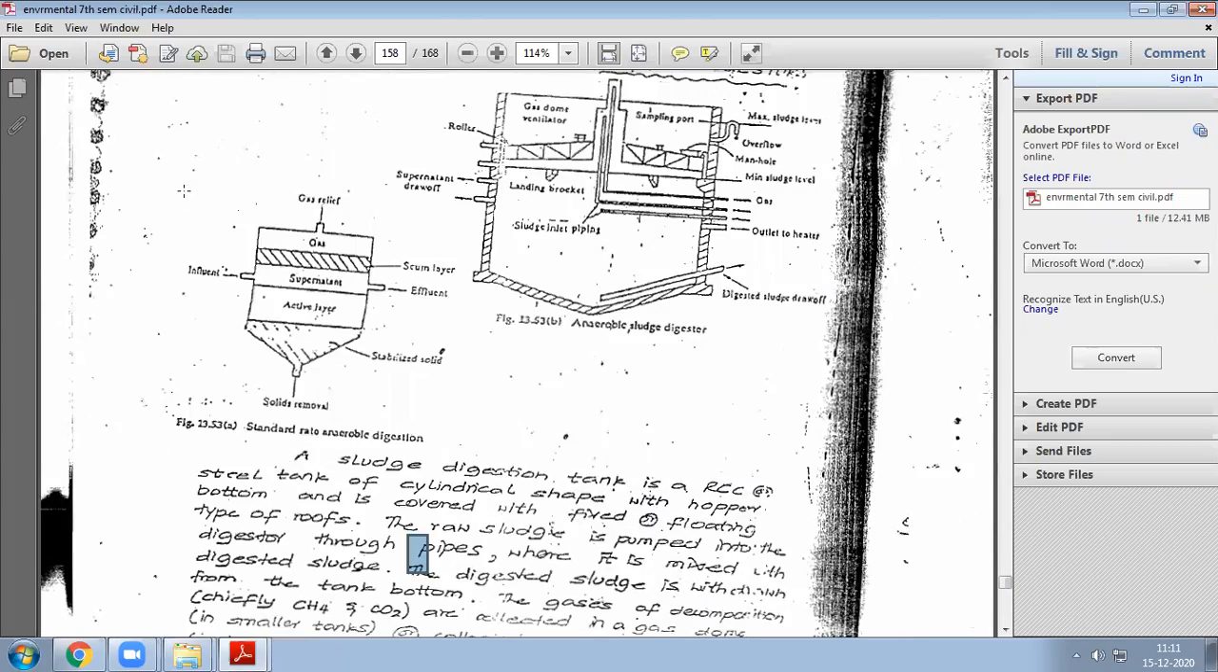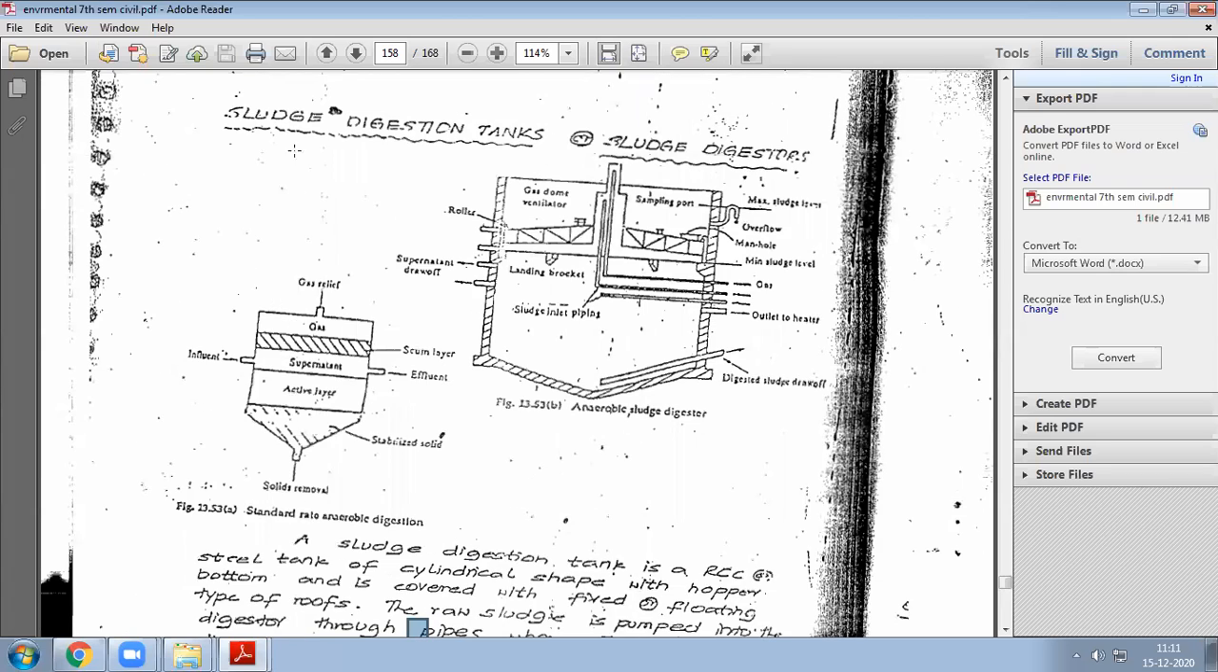If they miss out the activated sludge process or trickling filter, they will directly go for this concept, because it's a very important concept, sludge digestion tanks. So yes, you can have this question in the exam also.